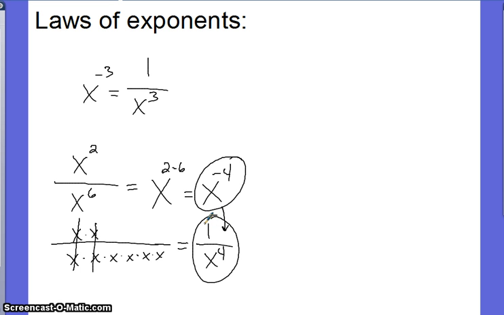So again, anything to a negative power is the reciprocal, like 1 over y to the 5th. And that's our last law of exponents.